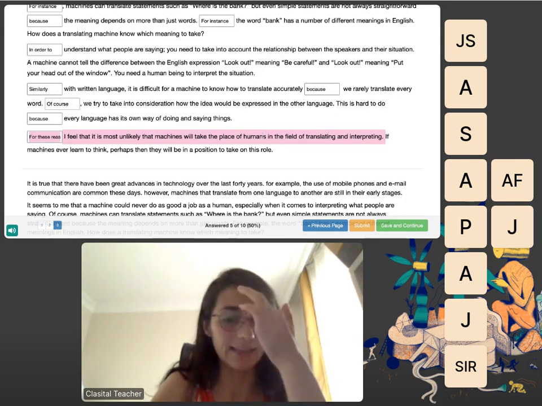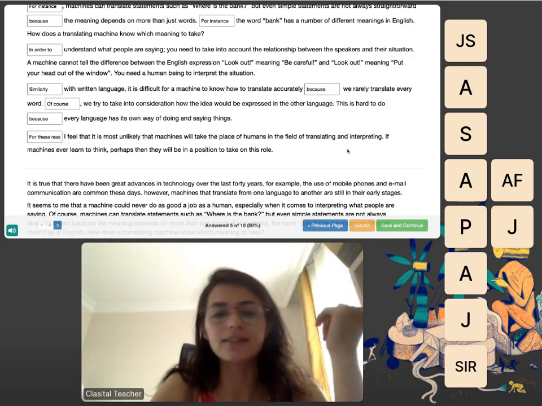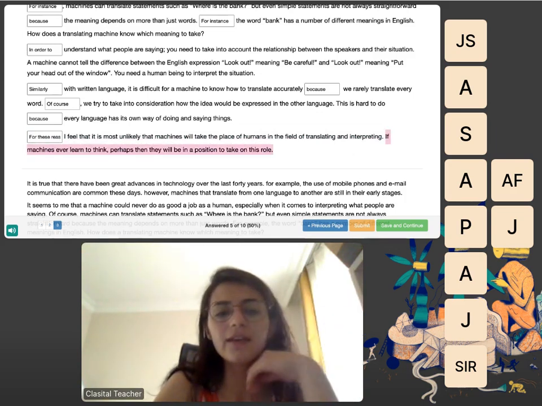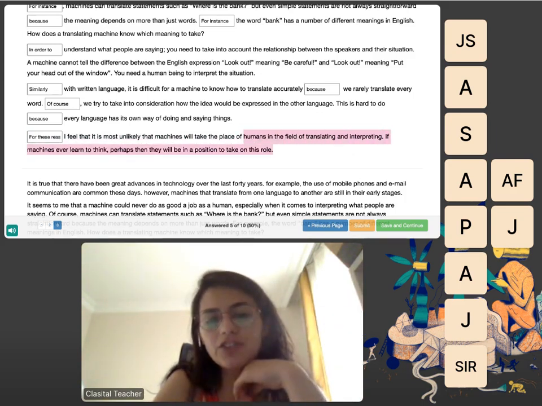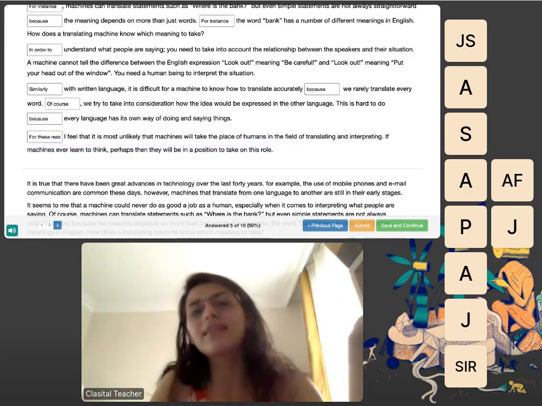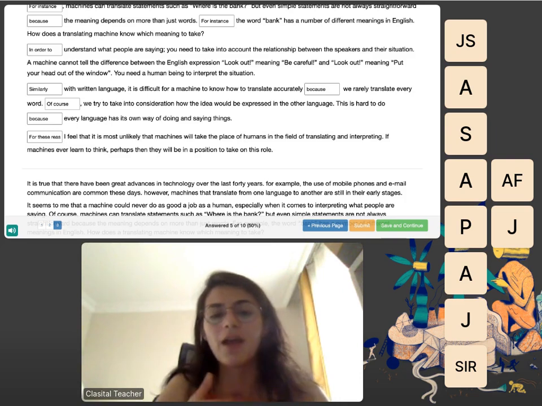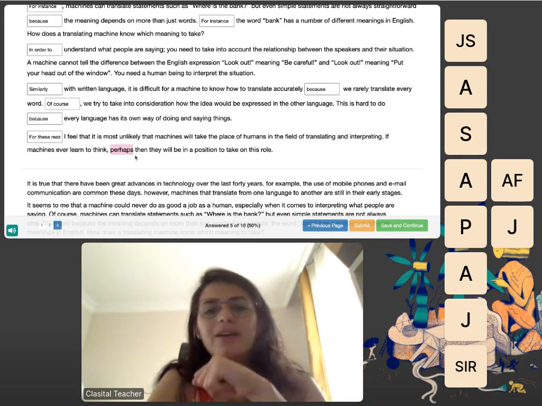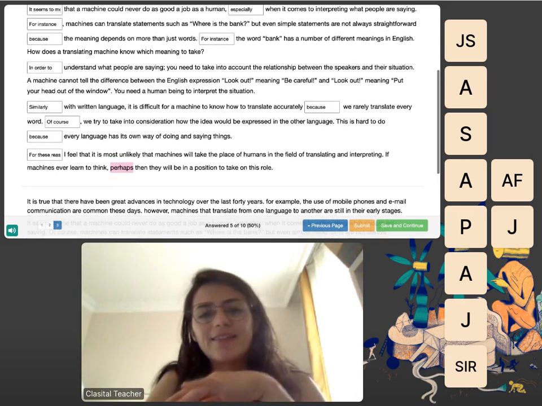All right, good. Glad that is clear. And our last sentence is, if machines ever learn to think, perhaps then they will be in a position to take on this role. So if the machines can learn to think, then maybe they can get our position. But even then, it's perhaps, it's maybe. So we're not against supporting that idea either.